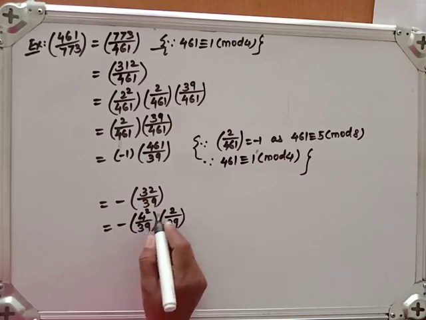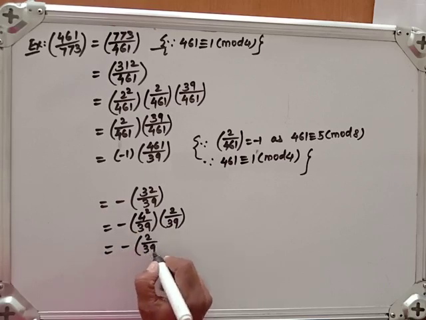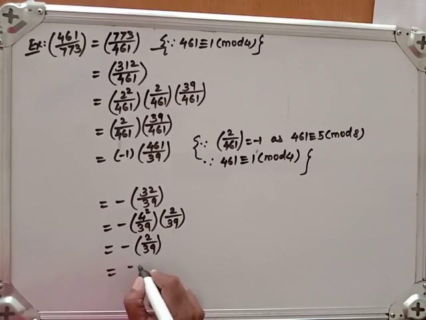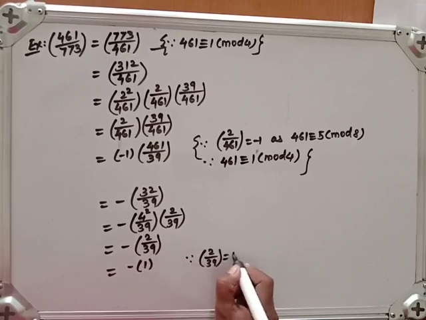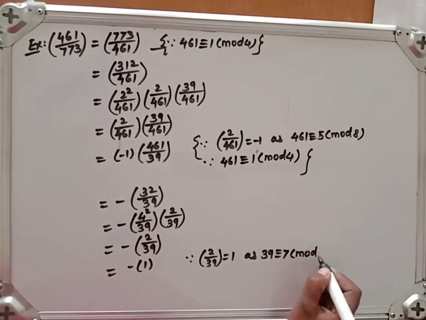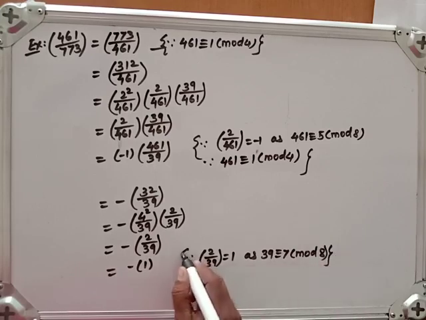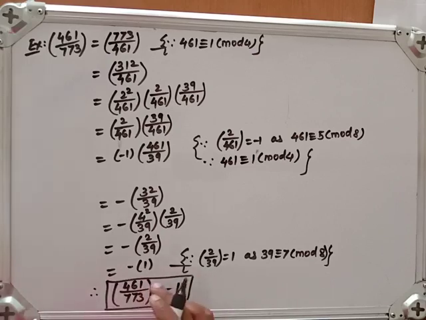Okay, so 4 square by 39 will become 1. So this is minus of the Legendre symbol of 2 by 39, and that is equal to minus of 1, because the Legendre symbol of 2 by 39 is 1, as 39 is congruent to 7 modulo 8. Therefore, the Legendre symbol of 461 upon 773 is minus 1. And this example we had solved previously also. Now, here it is a very easy way to solve these using these corollaries. Okay. Next one.